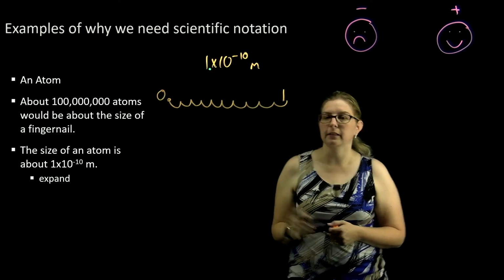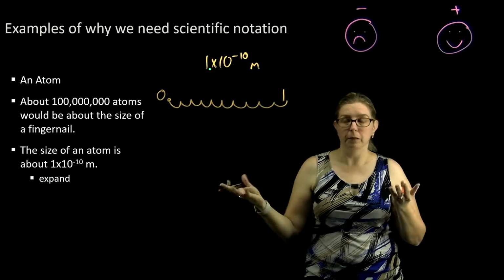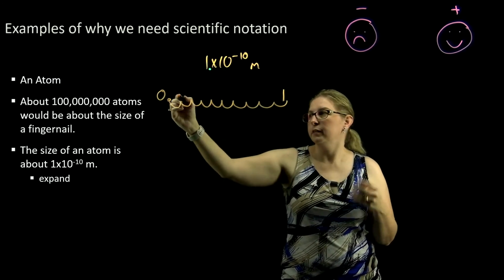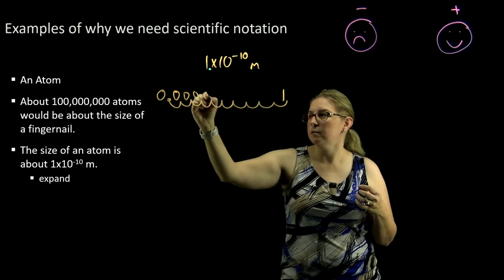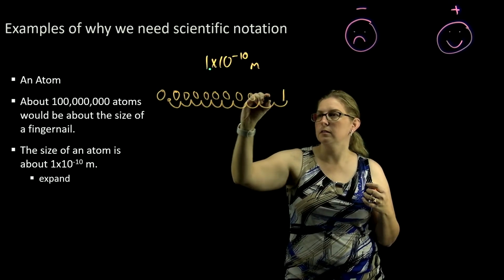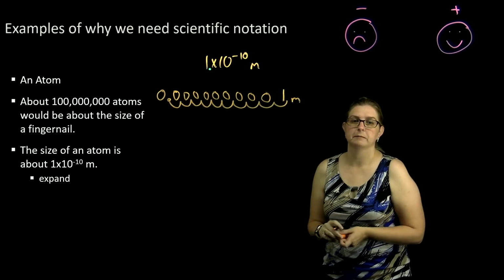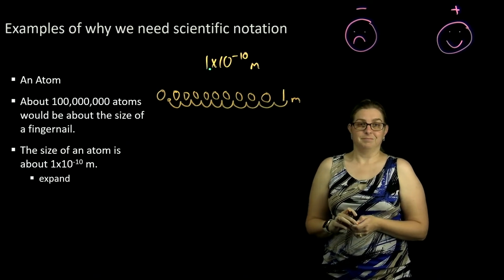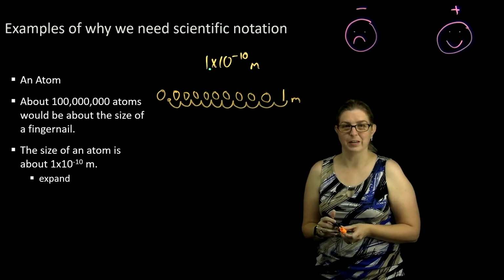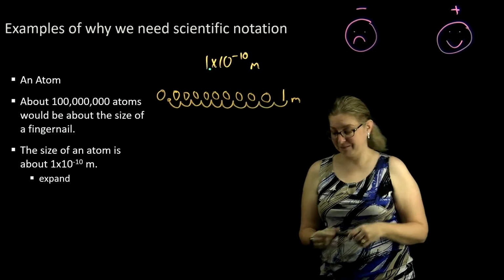And because people like the zeros, we put that in there. You do not need to, but technically, people like putting it in so they can visualize it. So there's the rest of the zeros. Meters. That's how small an atom is, in meters.